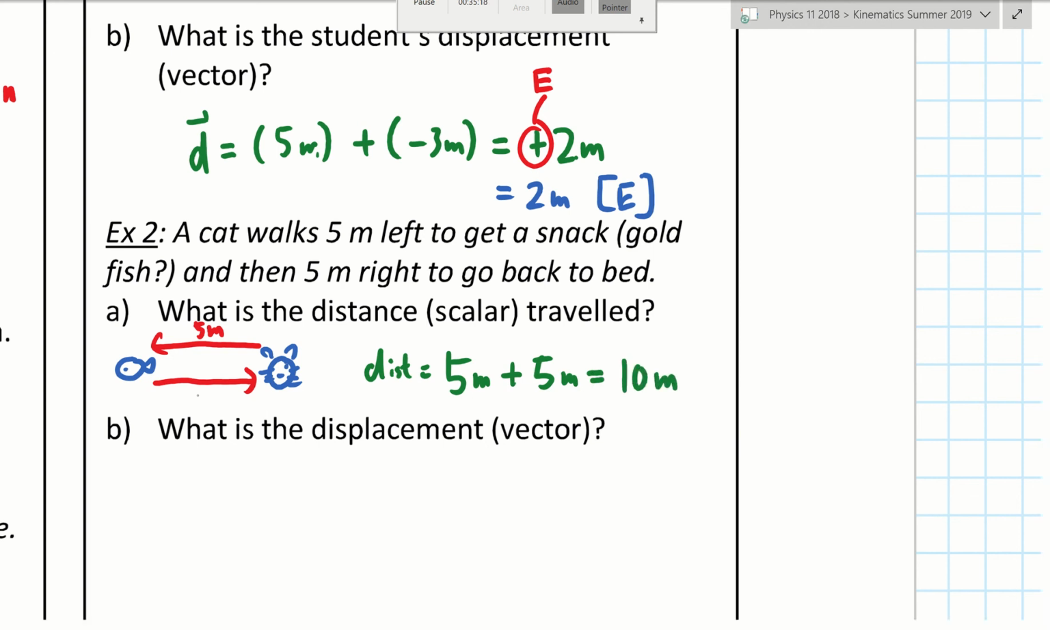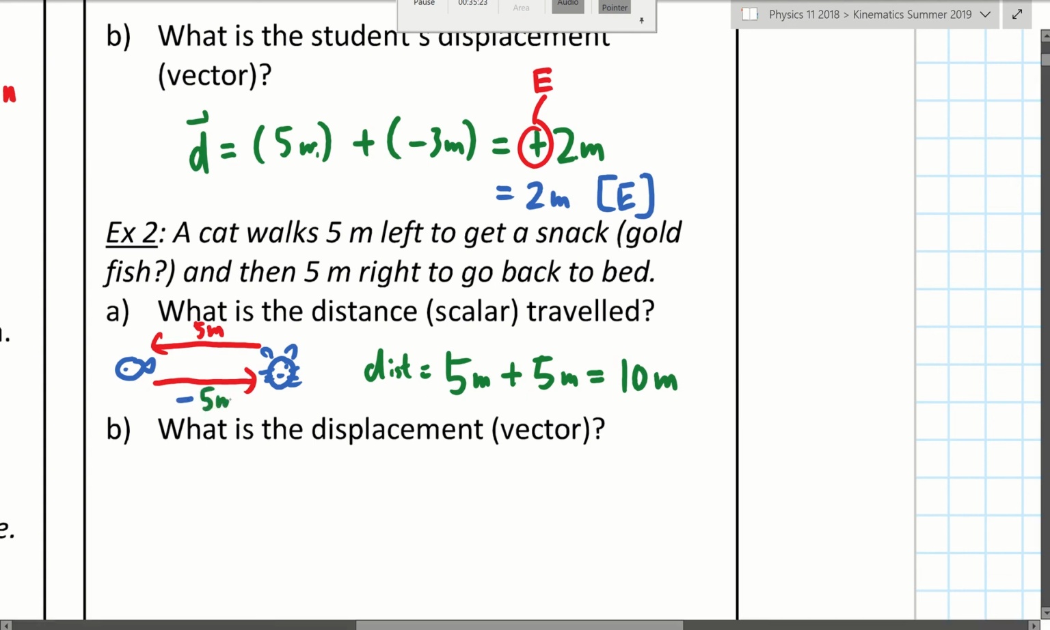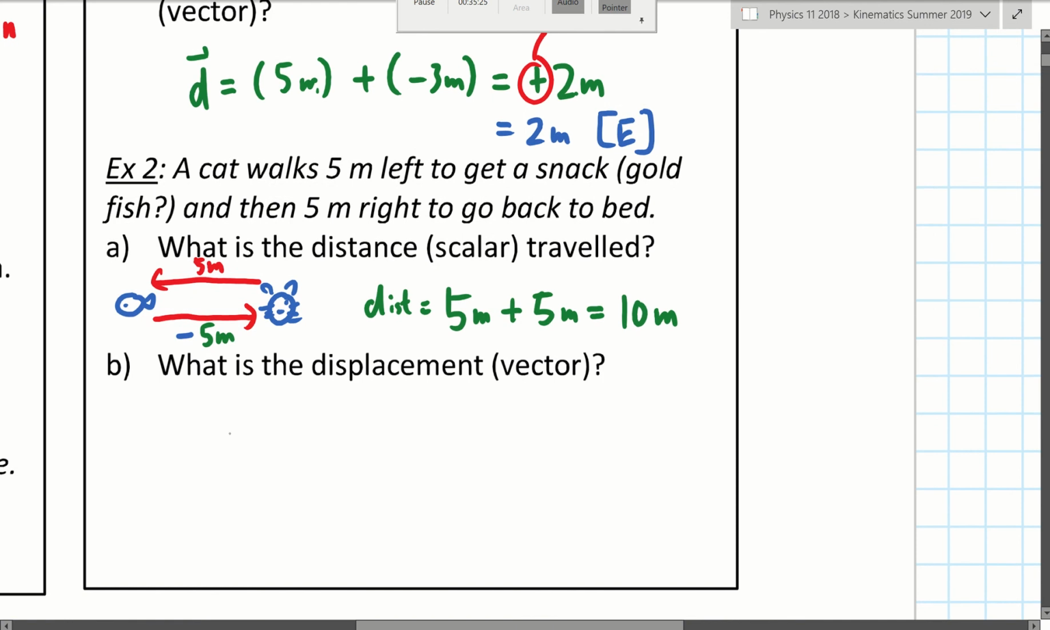Now, however, if you are worrying about displacement, then the displacement of the cat, which is a vector, which is the change in location. So first, oh, you know what? I actually drew this in the opposite way. No, I didn't draw it in the opposite way. I put the negative sign in the opposite one. This is negative. So you go 5 meters left first, and then you go back 5 meters right. So 5 meters left, so negative 5 meters, and then 5 meters right, so positive 5 meters. So it turns out to be 0 meters.